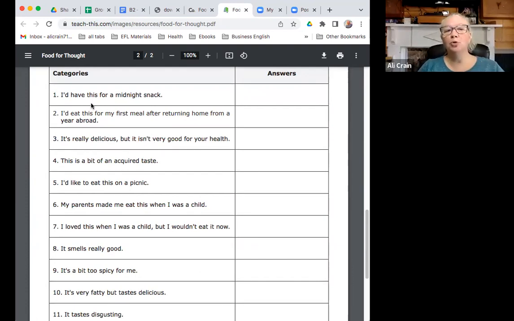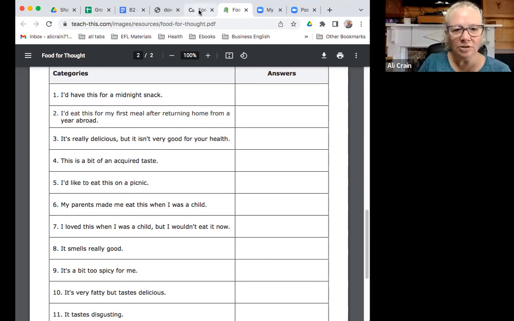So things like, what food would you have if you're going to eat a midnight snack? What is your first meal that you would have after returning home if you had been traveling for a year? Maybe think about that in terms of what meal would be the first one you would have if and when you all will be allowed to go back to Ukraine, something like that, right? So just adjust these to fit circumstances. Just have fun with it and think about the foods that you would like to have.